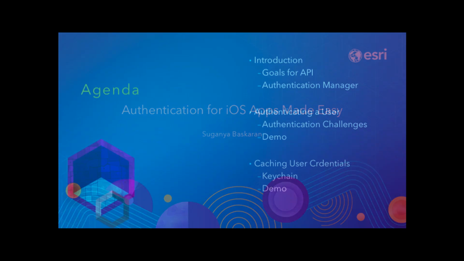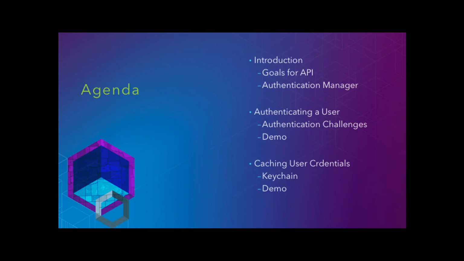Let's get started. This is going to be the agenda for the session. First, I'll talk about what our goals were for the new API. Next, I'll introduce the brand new authentication manager we have. After that, we'll cover two main topics. One, how you can authenticate your user and the role authentication manager plays in the process. Then we'll see what authentication challenges are, the different types of challenges and how you can handle them. Secondly, we'll talk about how you can cache user credentials to the device's keychain.